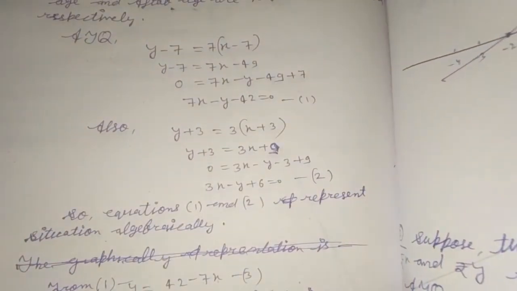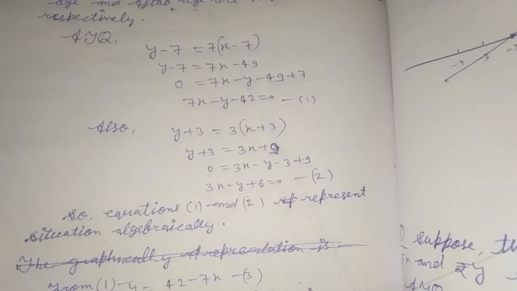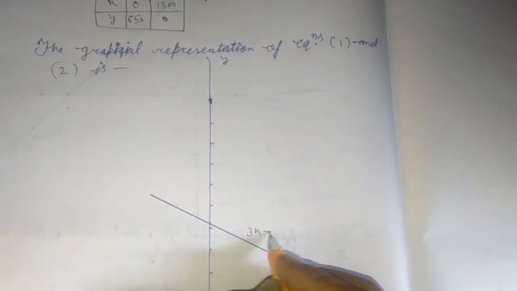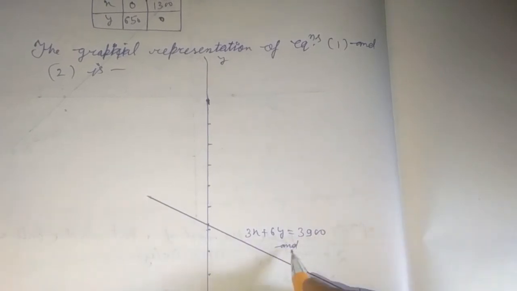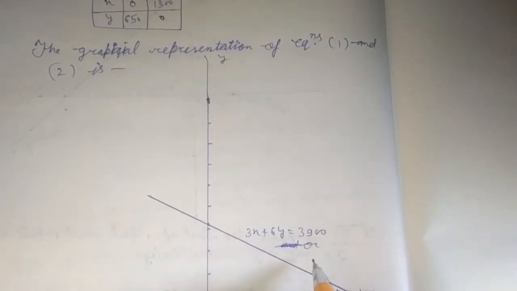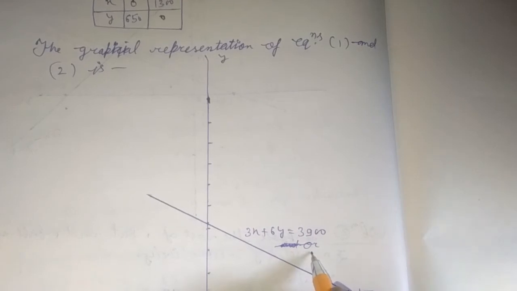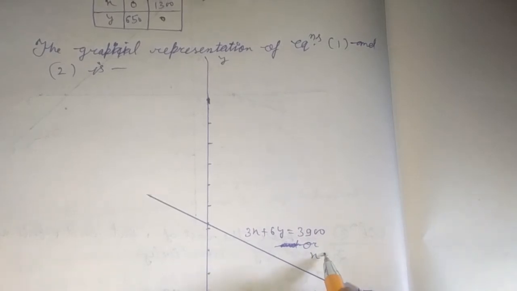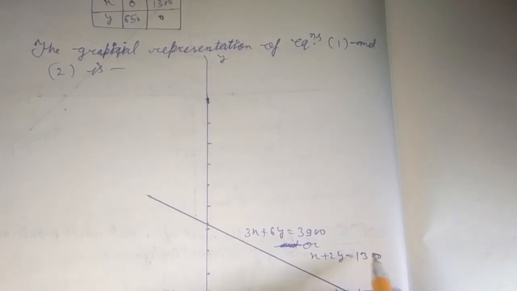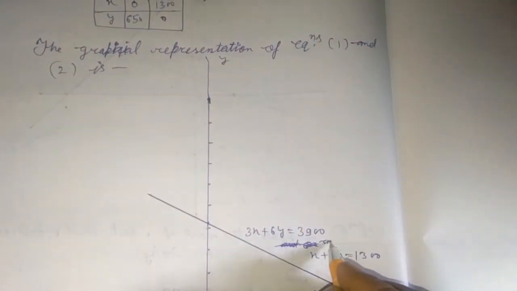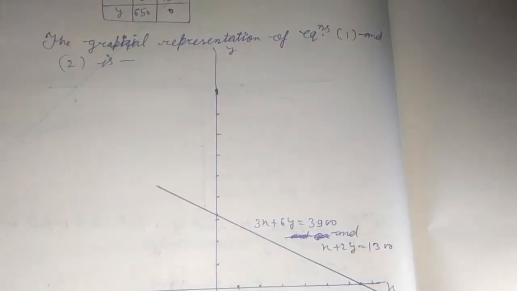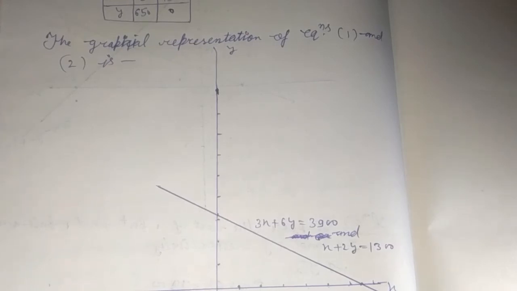Which means 3x plus 6y equals 3900, or 3x plus 2y equals 1300. This represents both lines here. So our solution of question number 2 is completed.